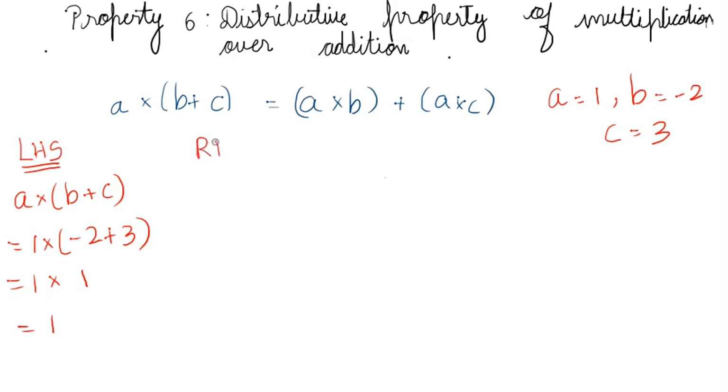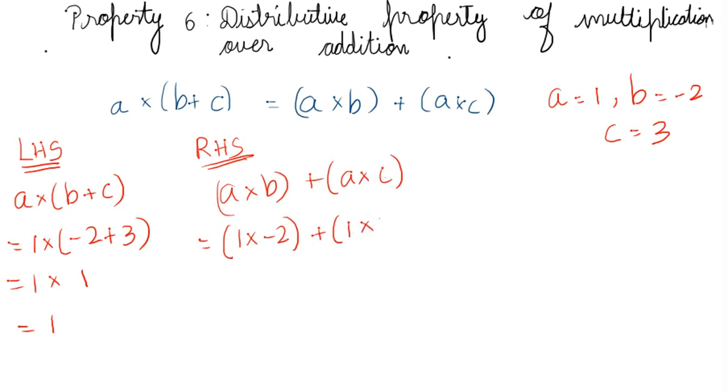Moving on to RHS, we have A into B plus A into C. That is 1 into -2 plus 1 into 3. 1 into -2 is -2, and 1 into 3 is 3. So when you have -2 plus 3, the answer is 1. So our LHS is equal to RHS, which proves that the distributive property of multiplication over addition holds good.